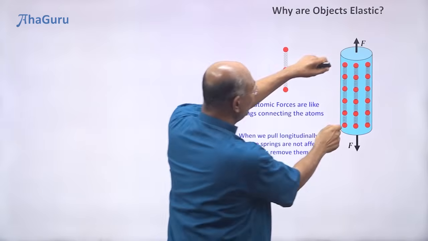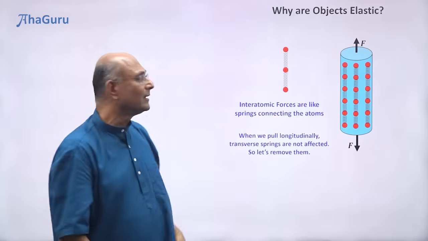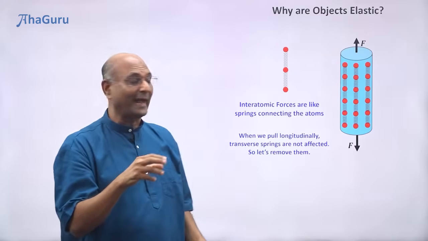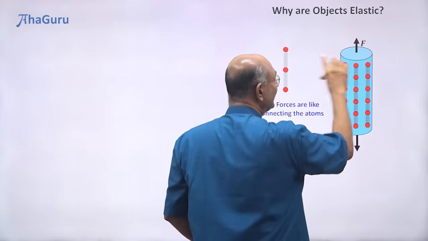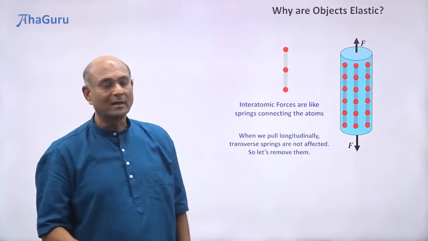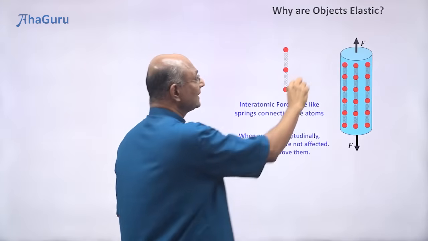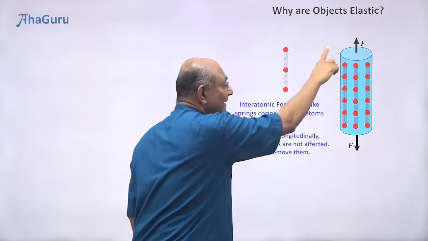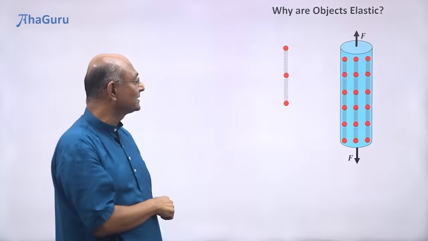Now, because I'm pulling both sides, what is going to happen? This cylinder is going to get stretched. But cylinder gets stretched means what? These atoms don't get bigger. Atoms don't get stretched. The atoms move and therefore the interatomic distance increases. But now I've put springs there. So when the interatomic distance increases, that means the spring gets stretched. So all these springs, the vertical springs, are all going to get stretched.